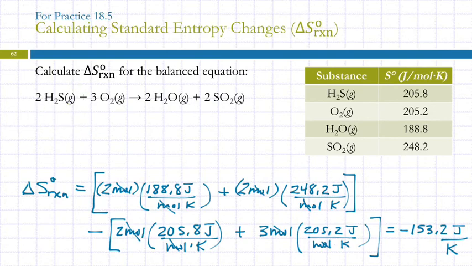Does this fit with the idea with gases that if you've got more particles, more moles of gases, you have higher entropy? How many moles of gases do I have on the reactant side? 5. And how many on the product side? 4. So that says that it's becoming more ordered. So the change in entropy is negative, and it is negative here.